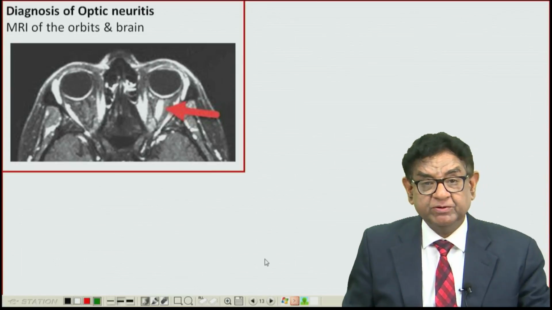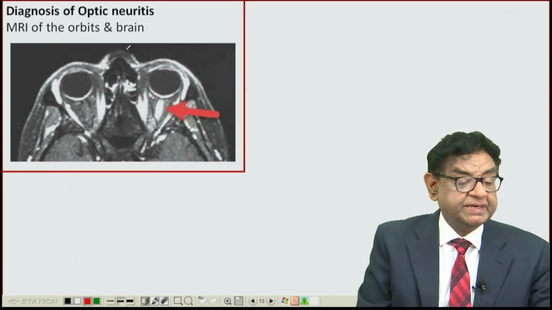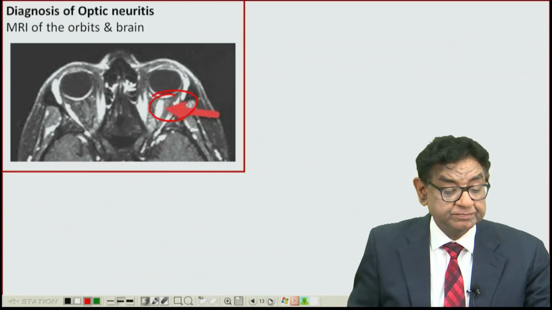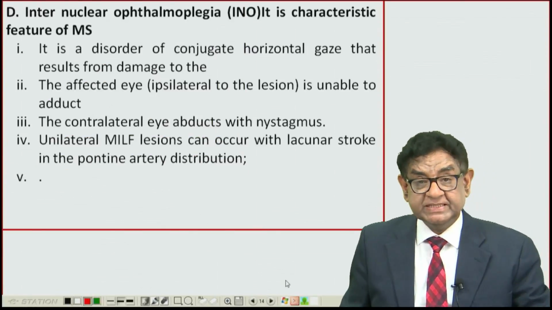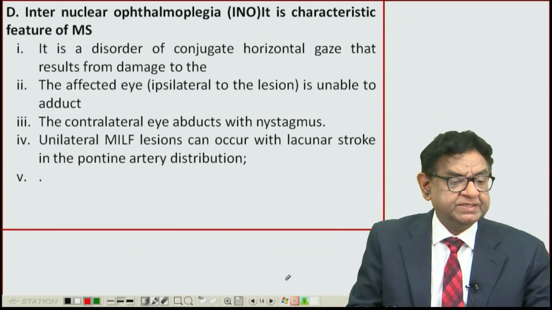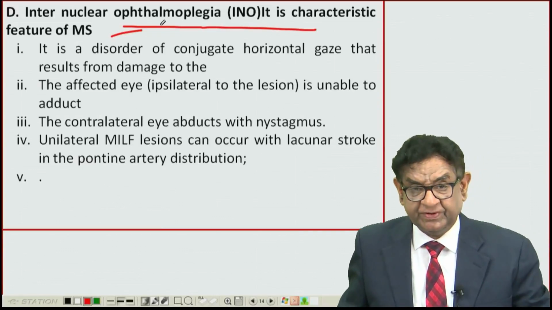Now, how do we diagnose optic neuritis? By MRI of the orbit and the brain. You can see this demyelination is there. Now, what else do we see in multiple sclerosis? One of the classical or characteristic features is internuclear ophthalmoplegia. It's a characteristic feature of MS.